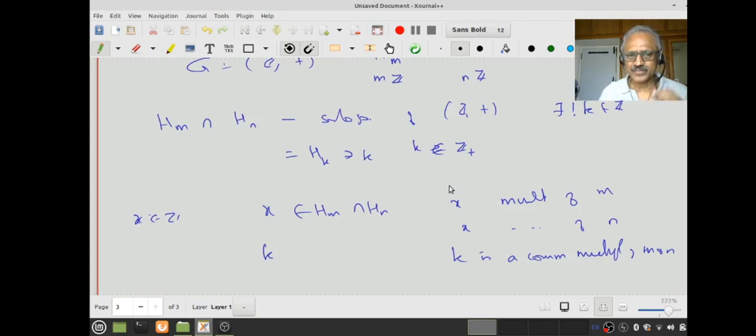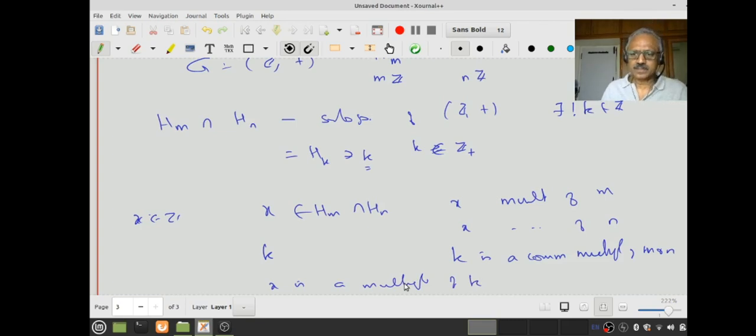Yeah, therefore every element in Xm intersection Xn must be a multiple of a common multiple of m and n. But then let's look at Hm intersection Hn, that is Hk. Therefore k itself is a multiple of m and n. But if any x is in Hm intersection Hn, x is a multiple of m and n. But x belongs to Hk, therefore x is also a multiple of k.